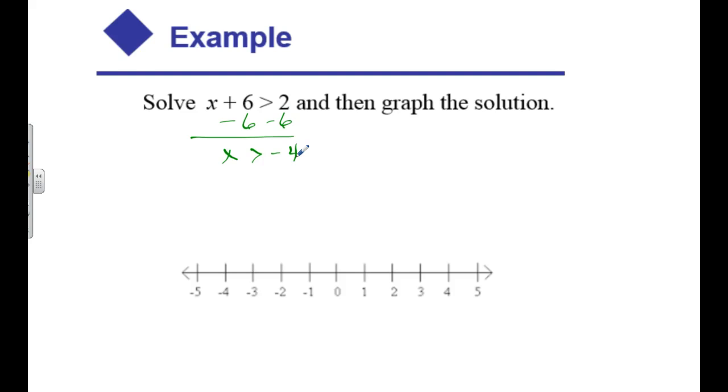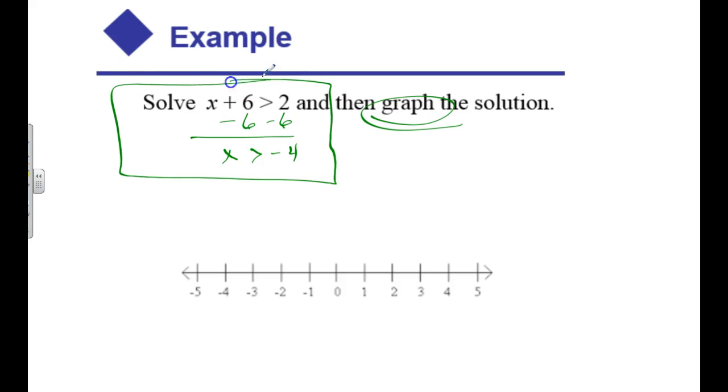But it's only that negative, which we'll explore in just a moment. So next, we're going to graph this. So this is kind of a two-part problem. It says first solve it, that's part one, then we'll graph it. So I think we've solved it.